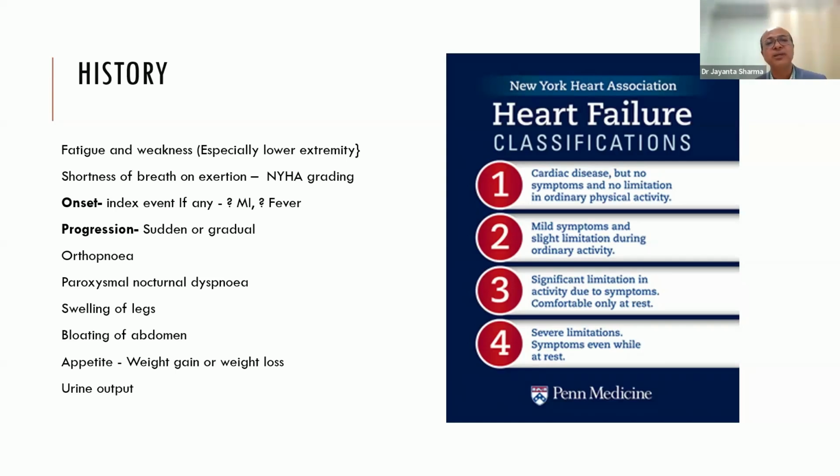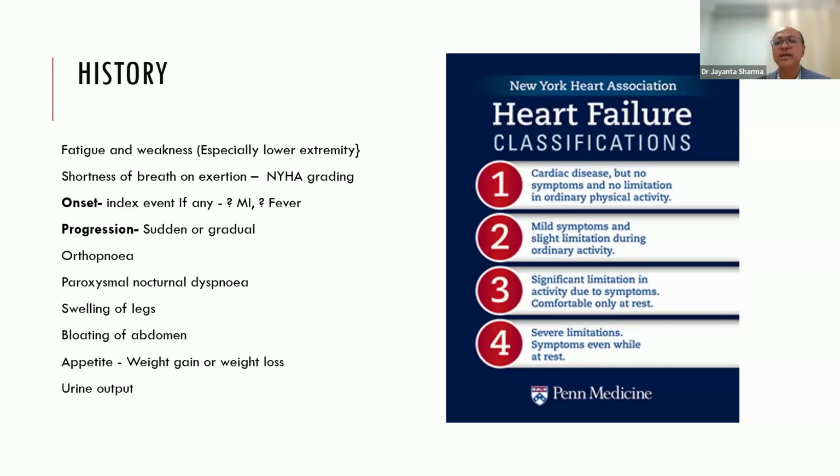So what will we get in the history of heart failure patients? The most important is fatigue and weakness, specifically of the lower extremity. Then the important one is SOB, or shortness of breath on exertion. That again has 4 gradings as per the New York Heart Association heart failure guidelines. What do the guidelines show? The NYHA guideline shows there are 4 types of classification: 1, 2, 3, 4.